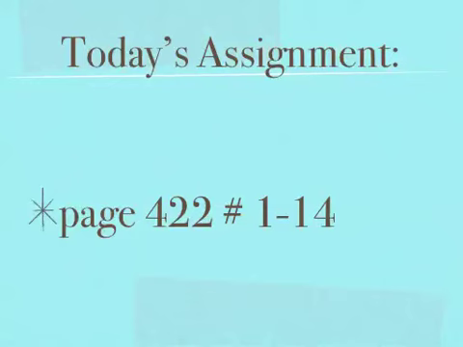Today's assignment is on page 422. It's numbers 1 through 14.